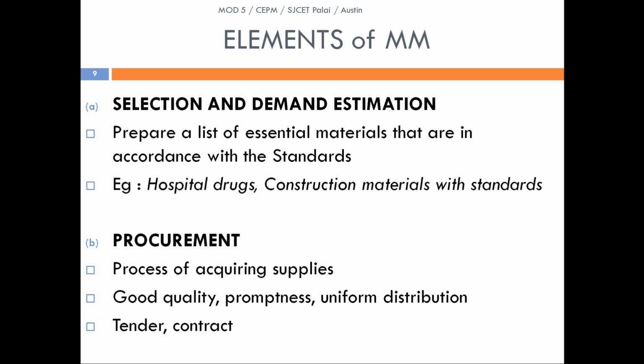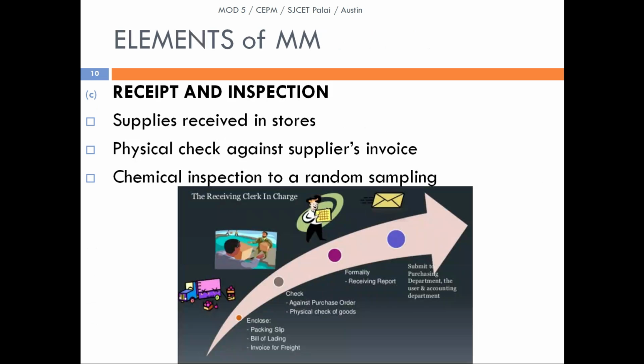The second one is procurement. Procurement means that once we have made the estimation and decided to select the materials, the next step is to procure the materials from outside to the processing unit. It is the process of acquiring the supplies, following the 5 rights. It should be of good quality, prompt, timely procured, and uniformly distributed. The procurement should also be done in a transparent way, inviting tenders and contracts. So the first one is selection and demand estimation, the second one is procurement.